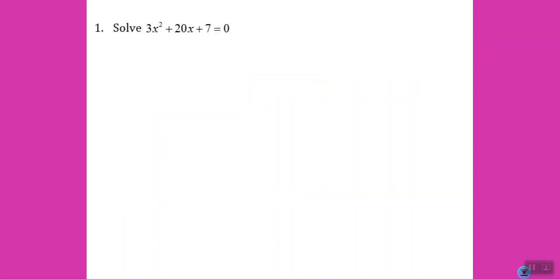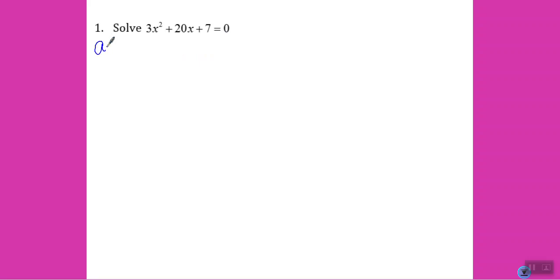So let's try one. Solve 3x squared plus 20x plus 7 equals 0. So the nice thing about this equation is it's already set up for us. X squared's first, x is second, our constant is third, and it equals 0. So we're ready to start.